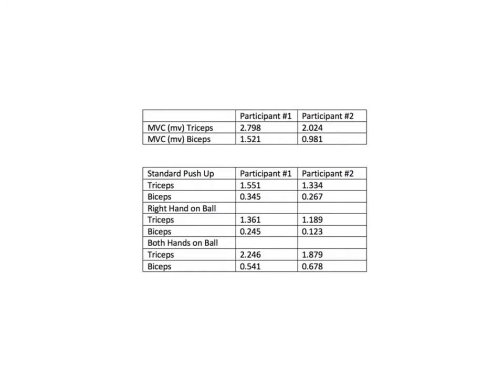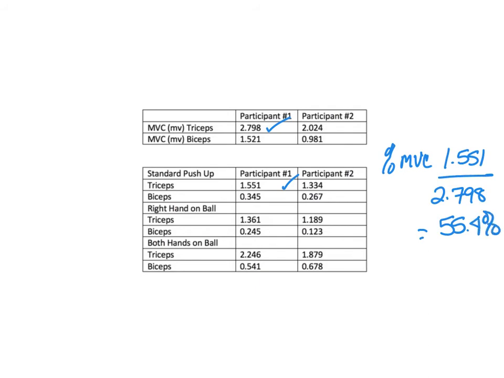So for the standard push-up, and we're going to just focus on participant one, to get percent MVC, you would take the peak from the triceps for the push-up, 1.551, divide it by the max EMG activation for the max contraction, 2.798, and you would get a percentage of 55.4%. So this standard push-up basically taxed those muscles at about 55% of max.